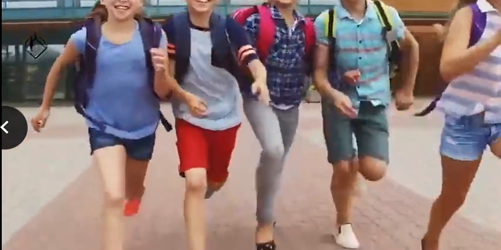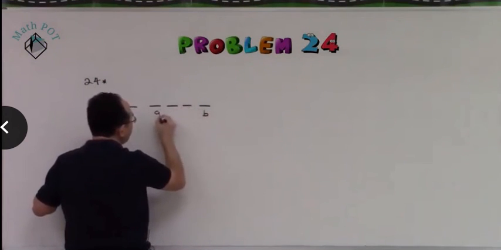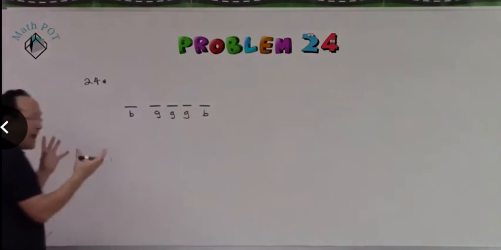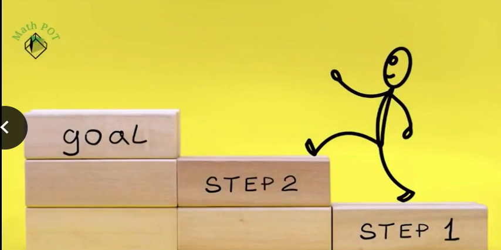So we have 3 girls and 2 boys. Basically, those 2 boys must be at the ends. So this is 1 boy, this is another boy, and the 3 girls must be inside. The problem is trying to figure out how many ways are possible. Clearly you can see this is a multi-step problem. So let's try to figure it out.